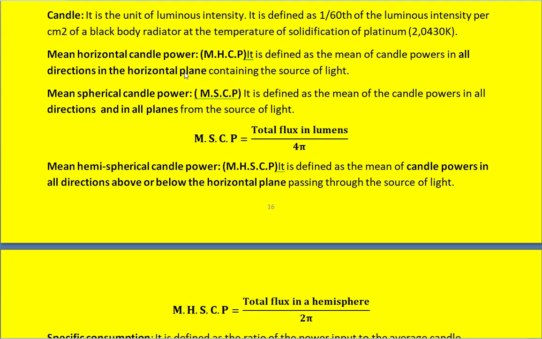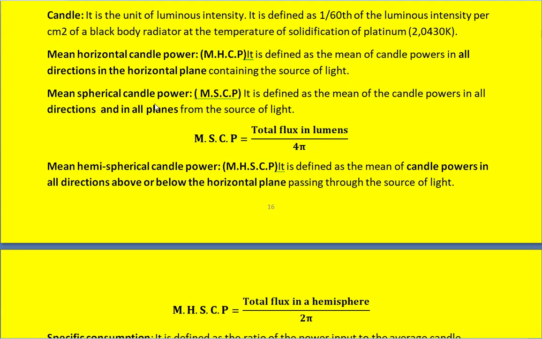Next, mean horizontal candle power. This is represented by MHCP. It is defined as the mean of the candle powers in all directions in the horizontal plane containing the source of light.